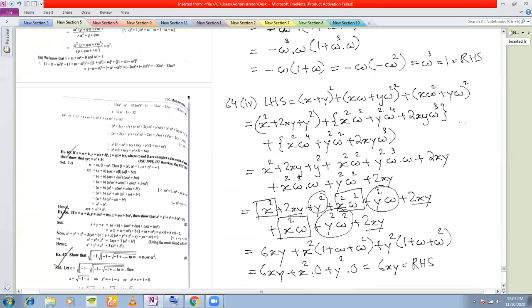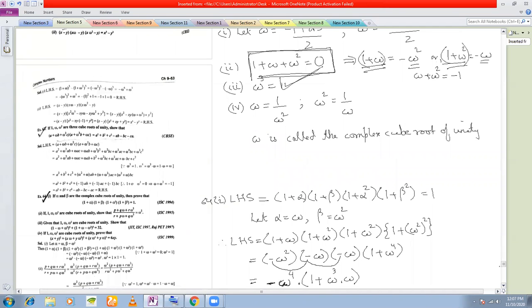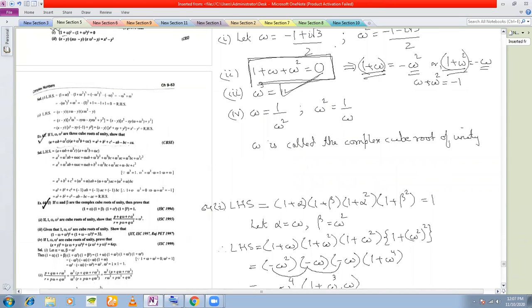Okay, so this is your applications of cube roots of unity. Now, what I would like to start today is a little bit of permutations. This complex number is over. Okay. Yes, sir.